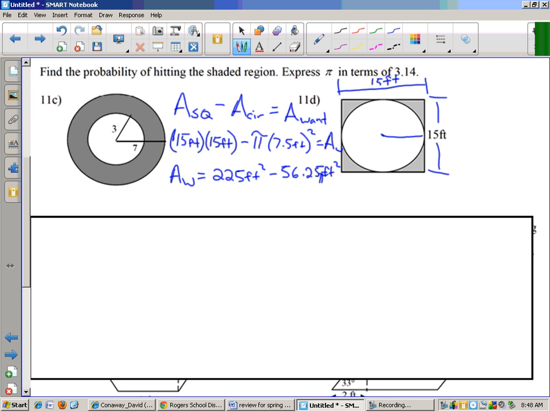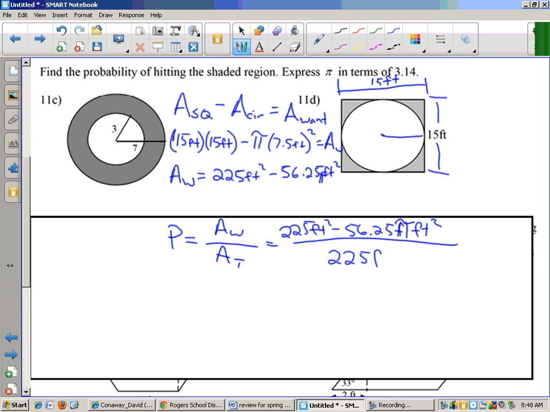So when we go for probability, probability is going to be the area we want over the area total. Well, the area we want is 225 feet squared minus 56.25 pi feet squared divided by the total area. What's the total area? Yeah, it's going to be the area of the square again. So it's going to be 225 feet squared. So plug that into your calculator just like it is. 225 minus 56.25 pi over 225.